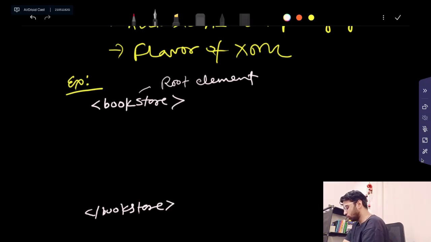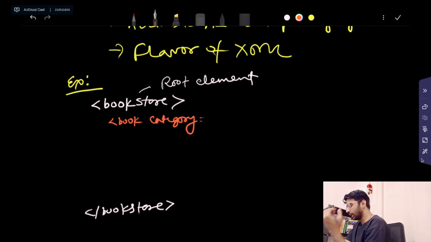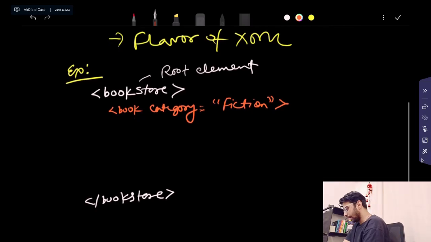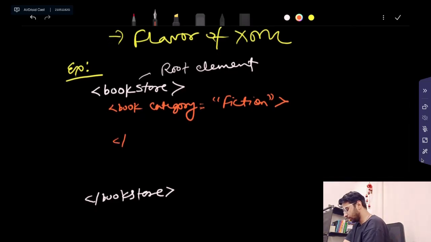So in this bookstore, let's have something called book. In that bookstore, we'll have an element called book. Let me remove this, because let's have a category here. So what category the book is, for now let's have this fiction. I'll close this, and I'll also close this here very quickly. So this is the ending of this book element.